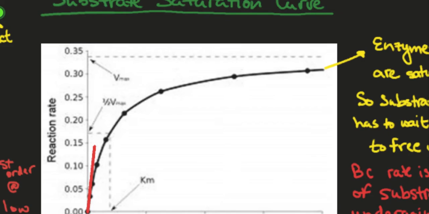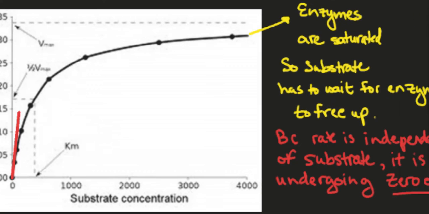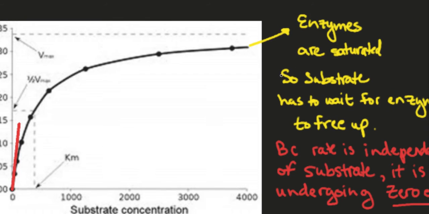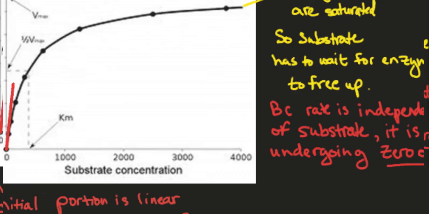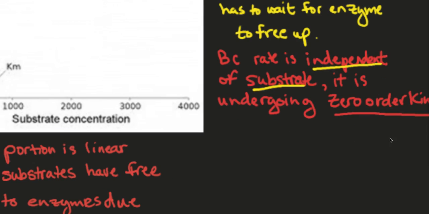And eventually, when we get to high enough concentrations of the substrate, you can see that it starts asymptotically approaching some Vmax value. And what's happening here is that the enzymes are completely saturated, and the substrates have to wait until one frees up, just like earlier, but they're all completely saturated. And now the reaction becomes completely independent of the substrate. Okay, independent, doesn't care. So it obeys zero order kinetics on the second half.